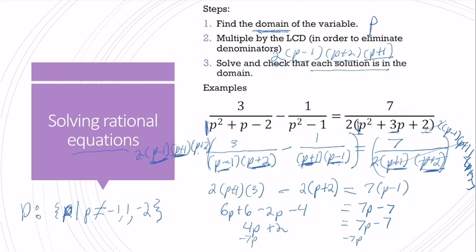Okay, that's going to leave me with 3p plus 2 minus 7. So I have 3p plus 2 equals negative 7. Now I need to add 2 to both sides. Nope, I need to subtract 2 from both sides. That leaves me with 3p equals negative 9. I divide both sides by 3, so I get p equals negative 3.